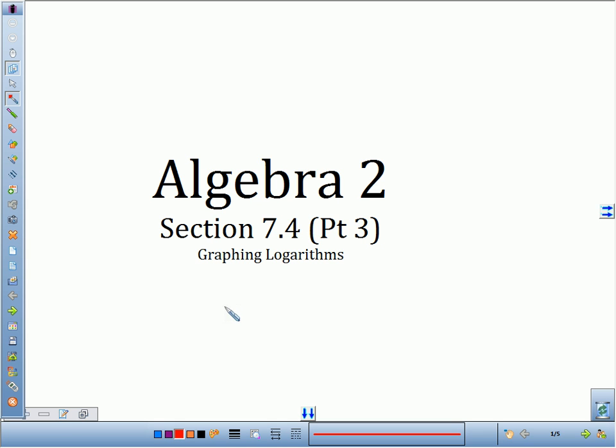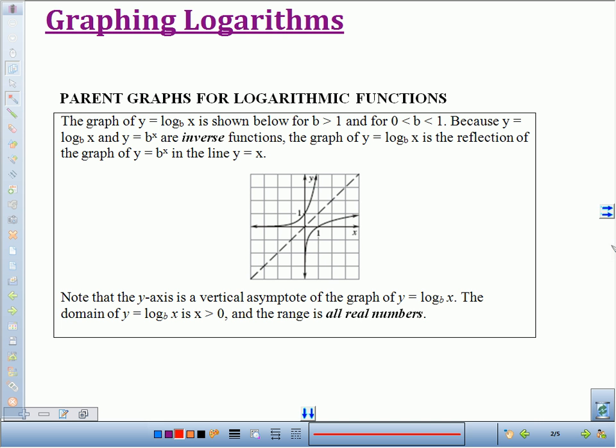These are the notes for Algebra 2, Section 7.4, Part 3. We're looking at graphing logarithms. And the method that we want to use for graphing logarithms is one that we can do by hand, and we'll see how it works. Now, before we do that, we need to talk about the parent graphs for logarithms.